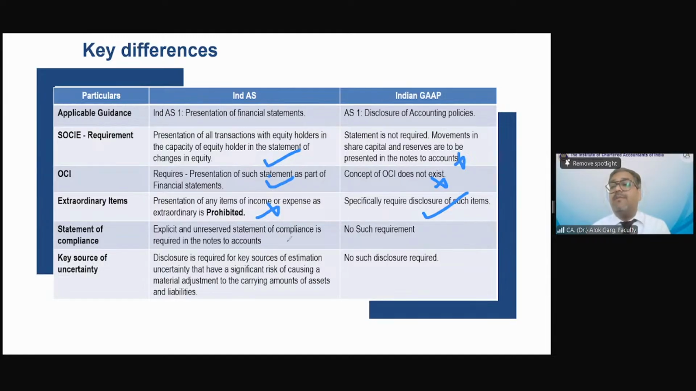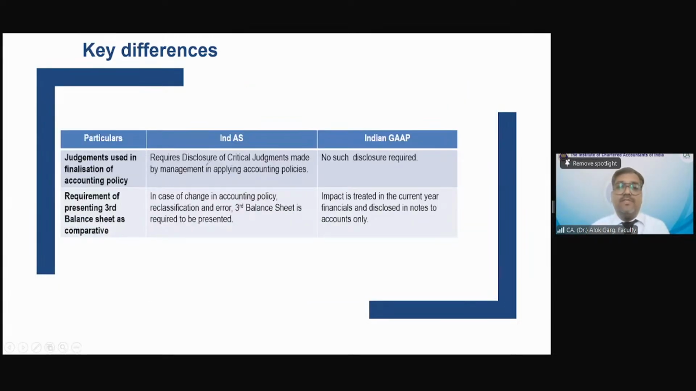Explicit and unreserved statement of compliance is a mandatory requirement in Ind AS. There was no such requirement in accounting standard. Key source of uncertainty, judgment and estimate. This is required in Ind AS, but such disclosure was not required in accounting standard, right? Okay. So the judgment, estimate, uncertainty, this is required in Ind AS. It is not required in IGAP.